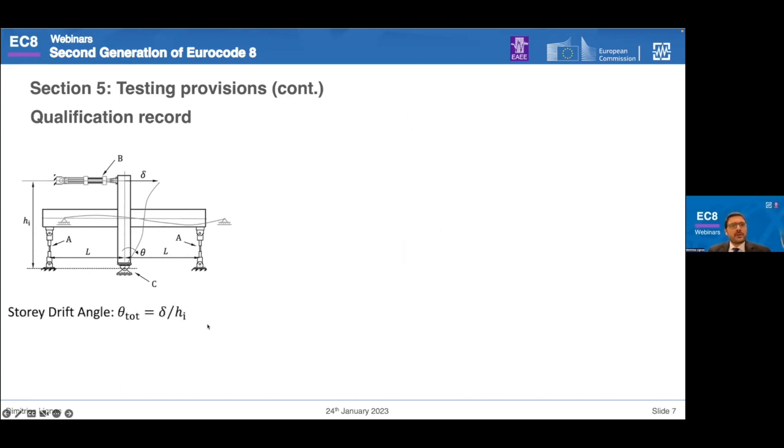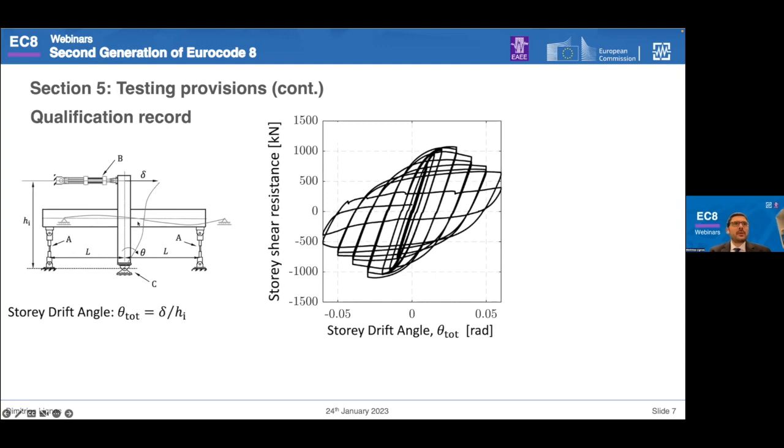Now, a qualification record should also provide some information on the basic or the expected behavior of the subassembly or element of interest. So for instance, here in this one, we are expecting to measure what we call the story shear resistance with respect to the story drift angle. And of interest in a graph like that would be some characteristic points that some of them are actually used in design, but some others are actually used for verification purposes.